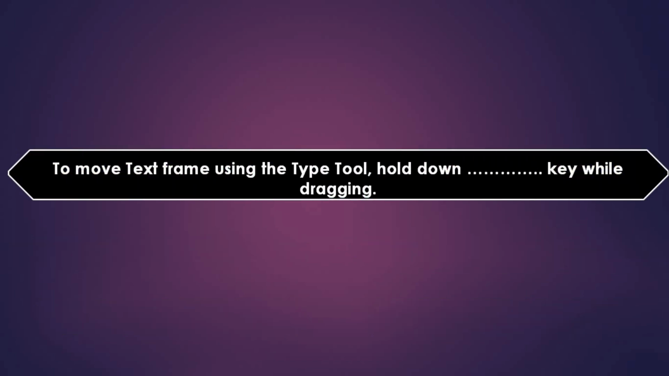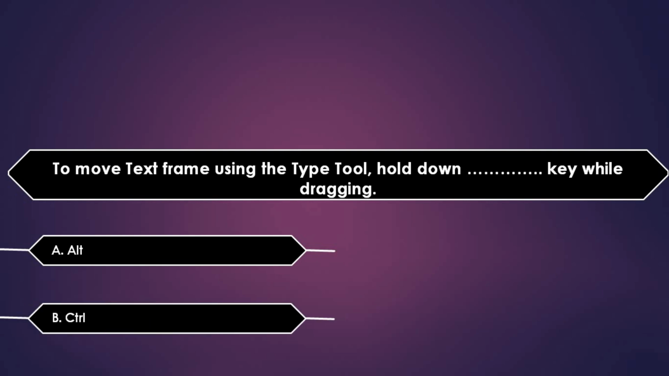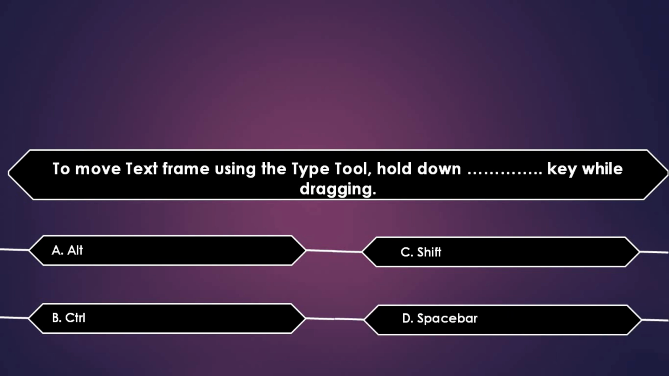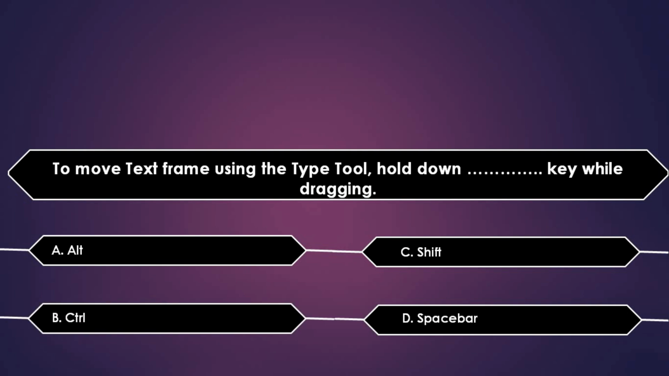To move a text frame using the type tool, hold the dash key while dragging. A. Alt key. B. Control. C. Shift. D. Spacebar. The right answer is Control key. To move a text frame using the type tool, hold the Control key while dragging.